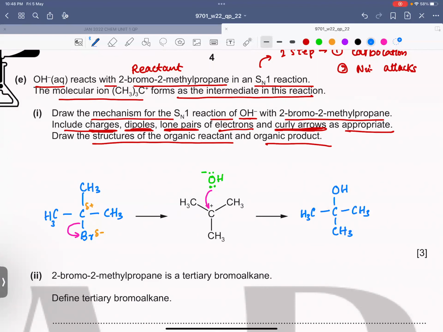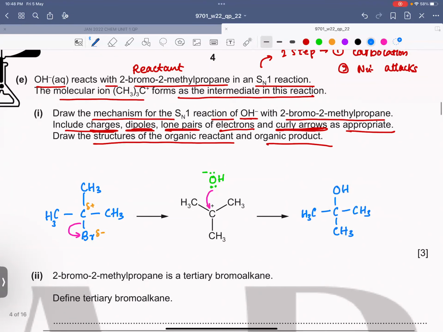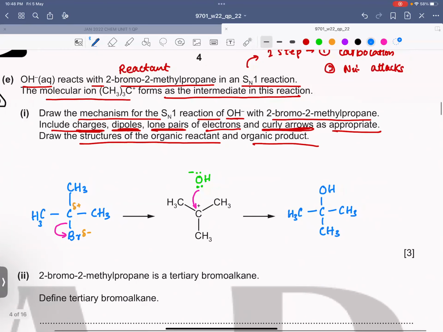Sir, won't you show the bromine with a lone pair and a plus? 1 minute please. Yes, that bromine can be shown over here, that it gets away, but it is not necessary to show it.